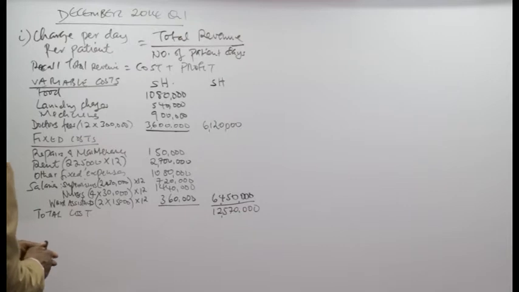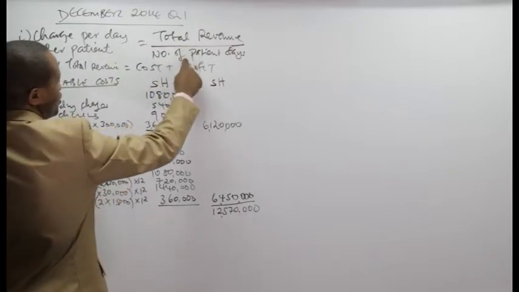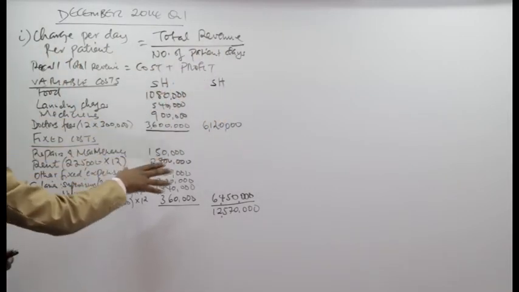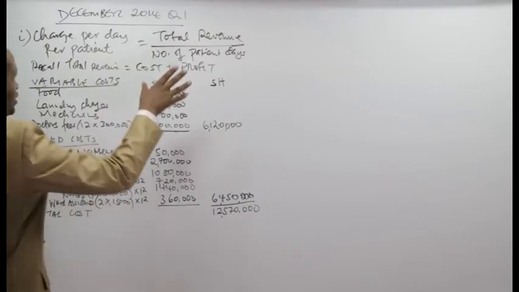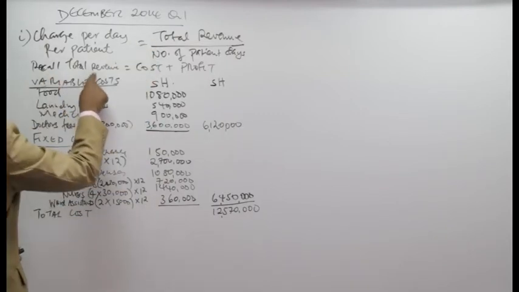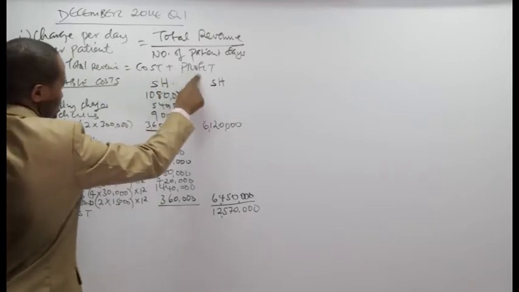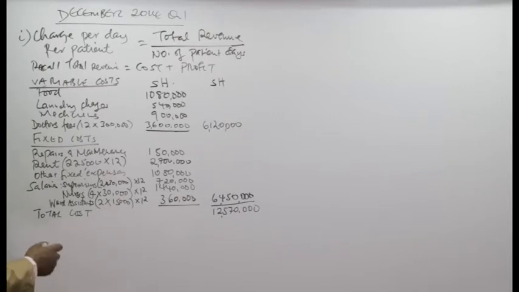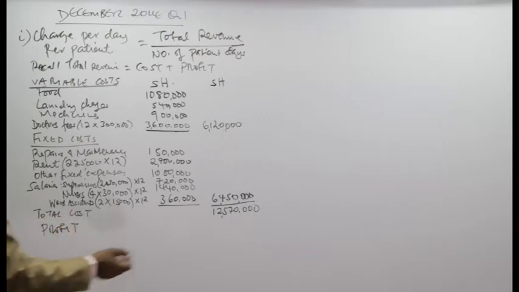Remember, we are looking for the charge per day per patient. For you to get the charge per day per patient, you need to have total revenue over the number of patient days. So we are in the process of determining the total revenue. Recall total revenue is equal to cost plus profit. We have our total cost, so we need to add the profit to this total cost.